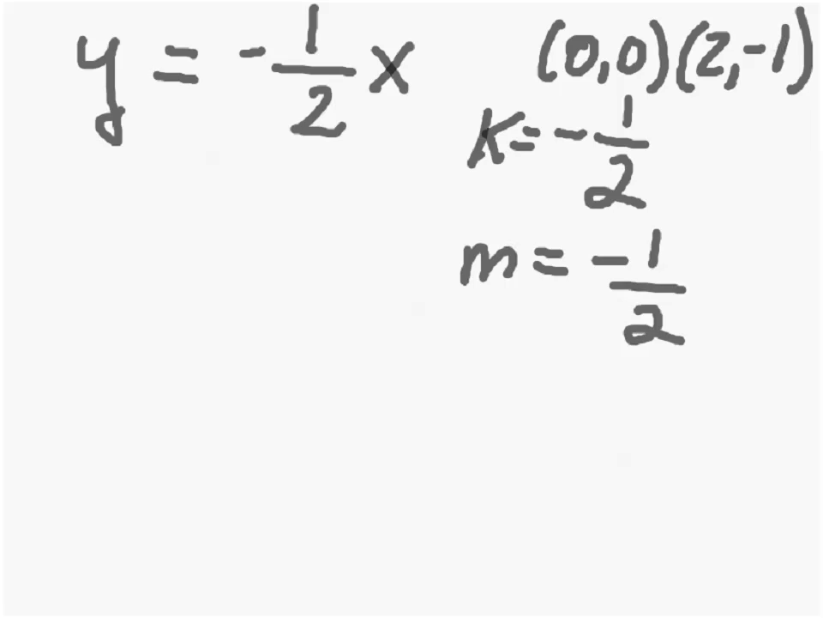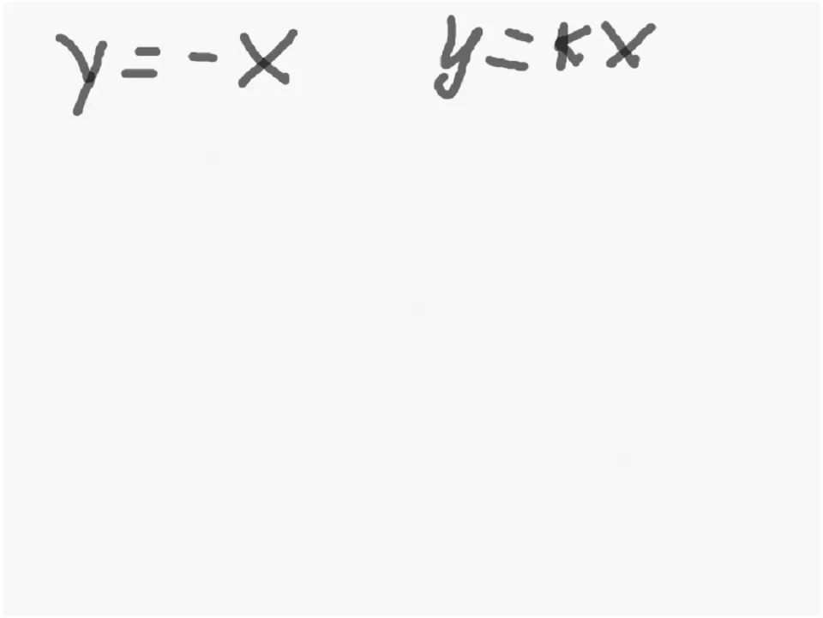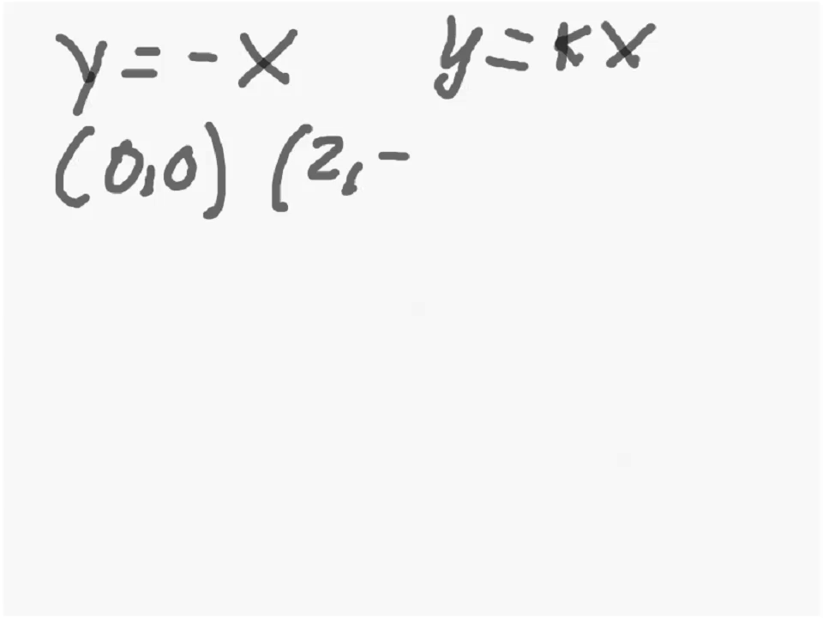Okay, so now number 15 is a little bit different. When you have something like this one, number 15, we have y equals negative x, and we want it y equals kx. And it gives us 2 points, so we can even figure it out from those 2 points. The points we have are 0, 0, and 2, negative 2.